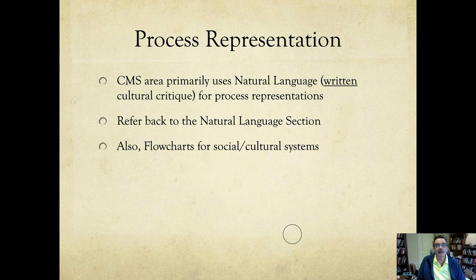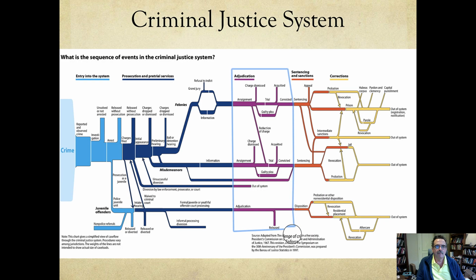And we've seen examples of the use of natural language as a process modeling technique in another video earlier. So to refer back to the natural language section in terms of thinking about natural language. Now, of course, flowcharts can be used. Flowcharts are other, visual ways of representing process. So I'll be covering some examples here.